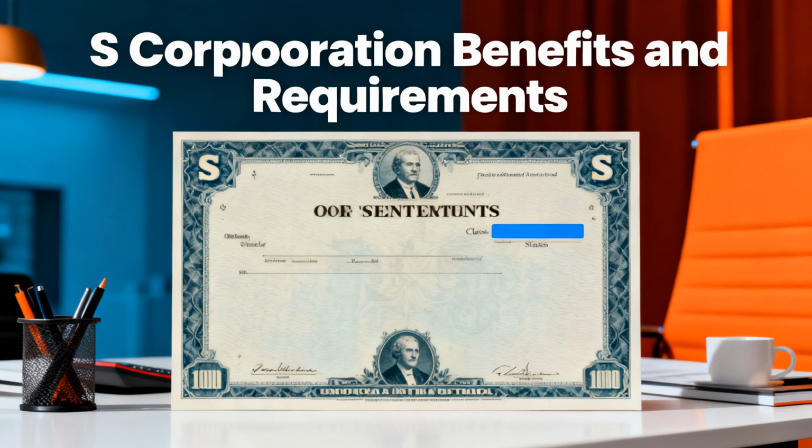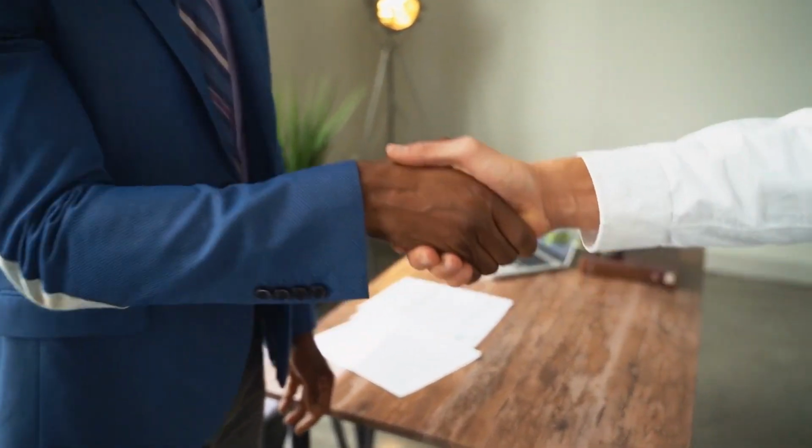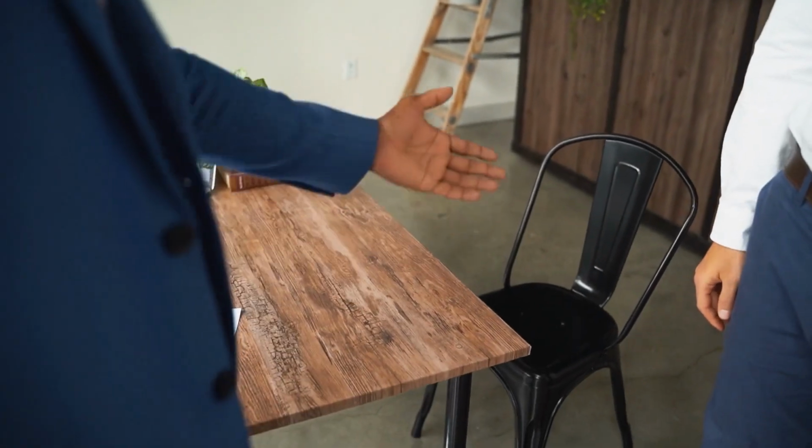Your corporation must be based in the United States with no foreign investors. You can only have one class of stock issued, meaning if you've already issued both common and preferred stock, you're not eligible. Your tax year must end on December 31st, and all shareholders must agree to the S Corp election.